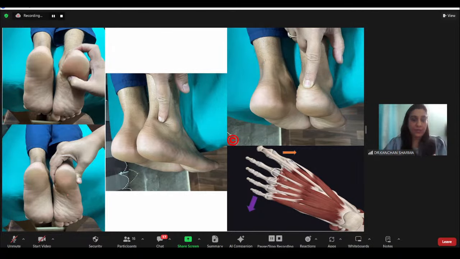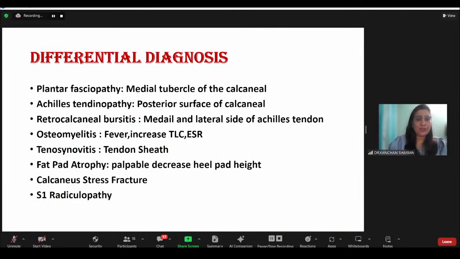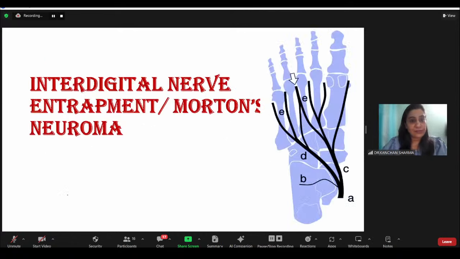At the same time, ask the patient to abduct the great toe and the little toe. Why? Because abductor hallucis is supplied by the medial plantar nerve, and abductor digiti minimi is supplied by your inferior calcaneal nerve. So at least you will have a rough idea. Then these are the differentials. I think tenosynovitis I have already discussed. The one which I have not included was S1 radiculopathy. That is also one of the differential diagnoses for this.